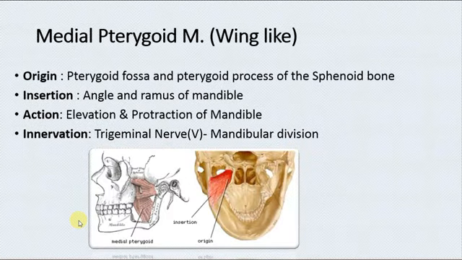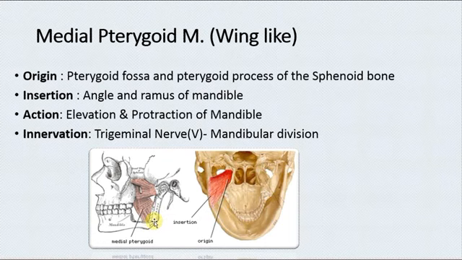Let's move to the medial pterygoid muscle. Pterygoid means wing-like in Greek. The origin of this muscle is the pterygoid fossa of the sphenoid bone, as you can see here, and also the pterygoid process. It inserts in the angle and the ramus of the mandible. You can see here the angle of the mandible.